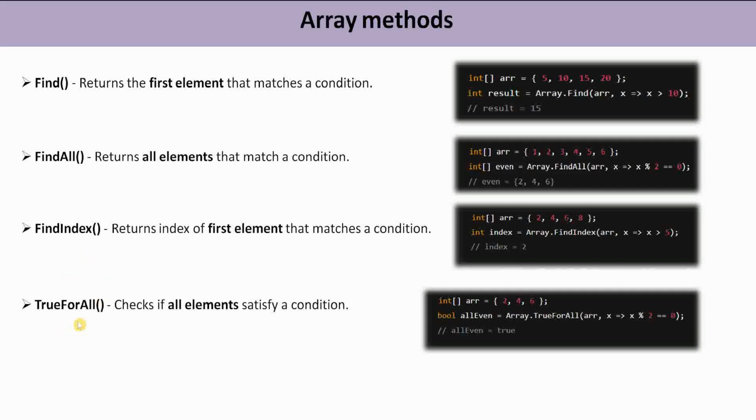Next we have the TrueForAll method. It checks if all elements satisfy a condition. The TrueForAll method in arrays will check that all the elements match this condition, otherwise it will give us a false value. If all the elements satisfy the condition, then only it will return a true value, otherwise it will give us a false value. So this is all about the TrueForAll method.